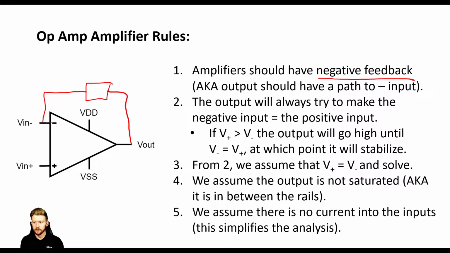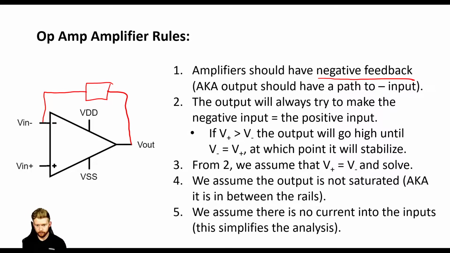What this is going to do is keep our amplifier stable. It's going to make sure that we don't start doing all sorts of crazy stuff. So if you see something that has negative feedback, odds are it's going to be an amplifier. Now, second rule, and this is another important one to remember: because we have this negative feedback, our output is always going to try to make our negative input equal our positive input. And I'll give you an example for that, okay?